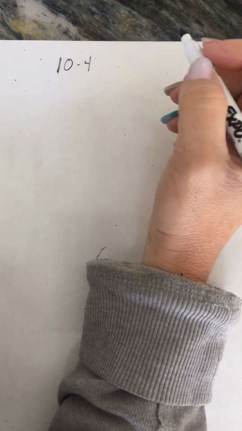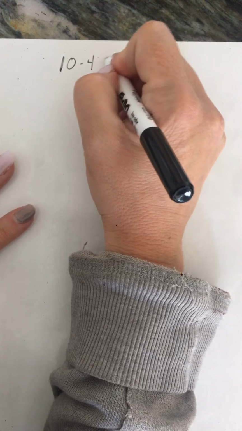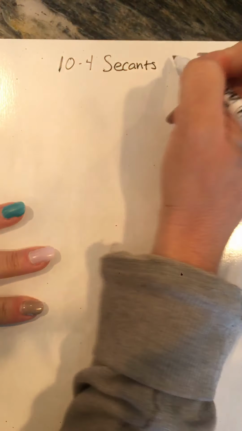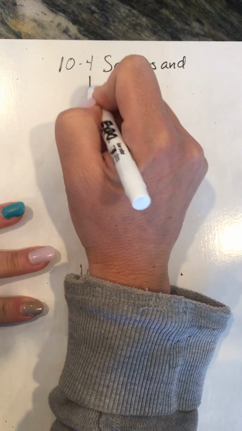Okay, so 10-4, we're going to talk about secants. I'm going to get a different marker. I don't like that this one's not working very well. There we go, secants and tangents.